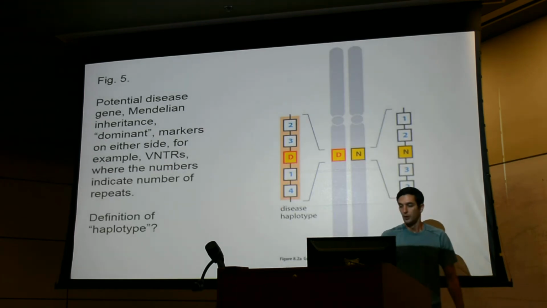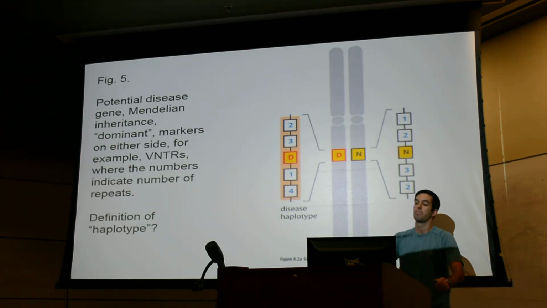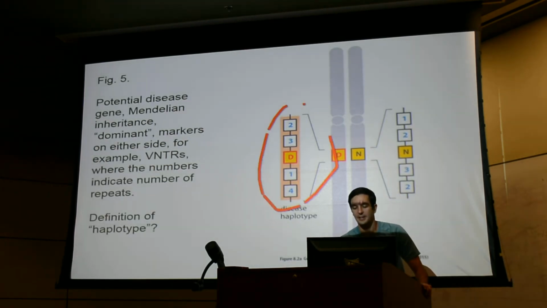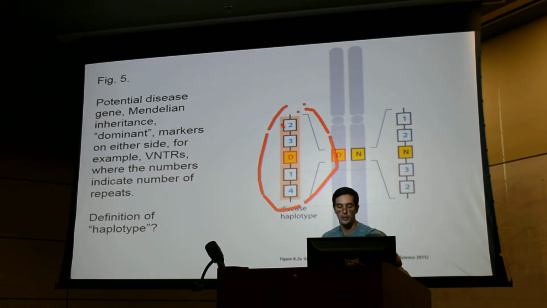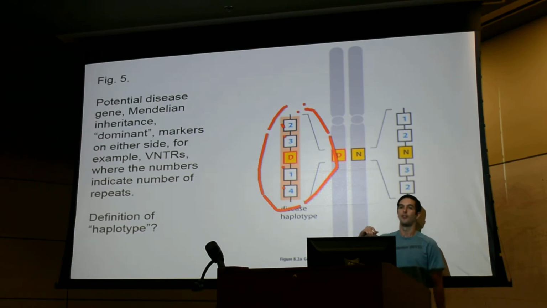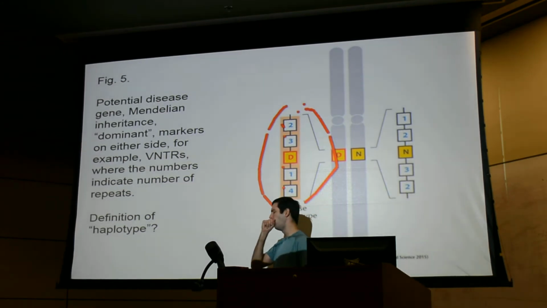So, next thing. This, once again, is the haplotype block. In this case, what's in these squares right here, those are the VNTRs, the variable number tandem repeats.